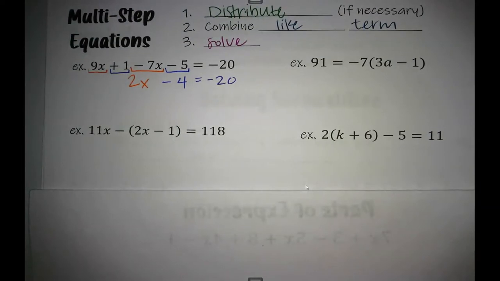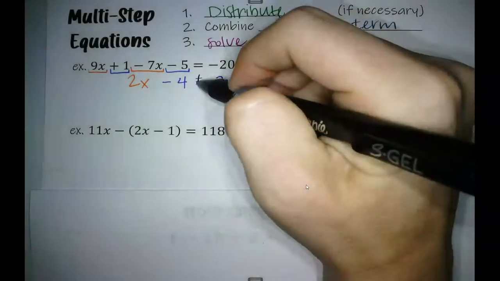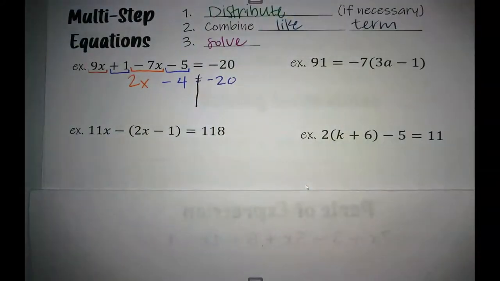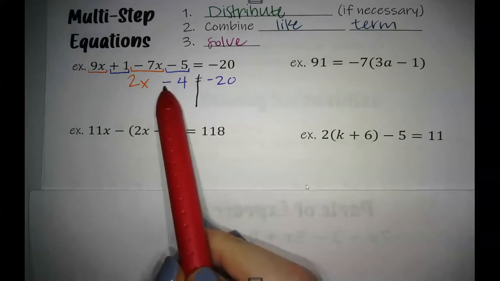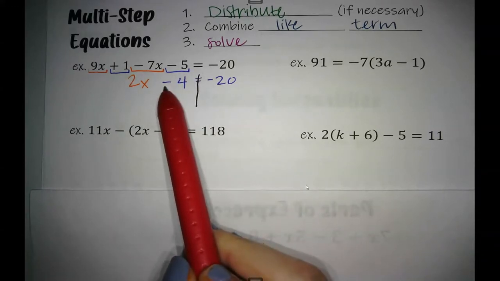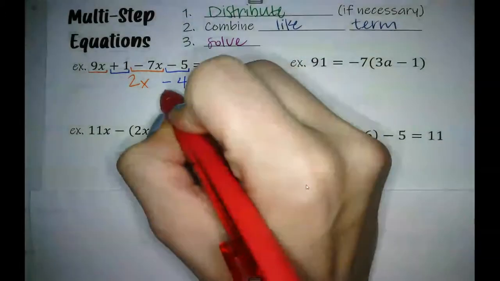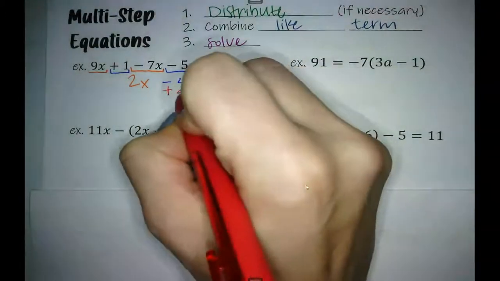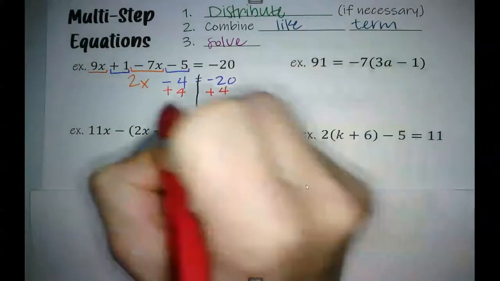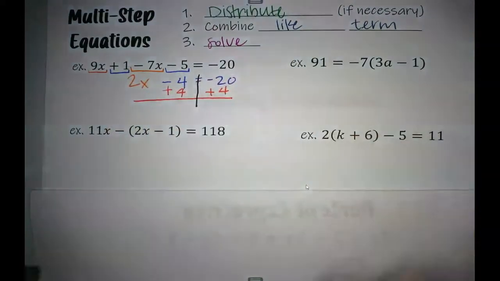All right, now I can move on to the third step. I can go ahead and solve, and this is just going back to my two-step equation rules. So I'm going to undo subtraction or addition first, and this time we've got subtraction. I undo it by doing the opposite, addition. Remember, whatever I do on one side, I have to do on the other.